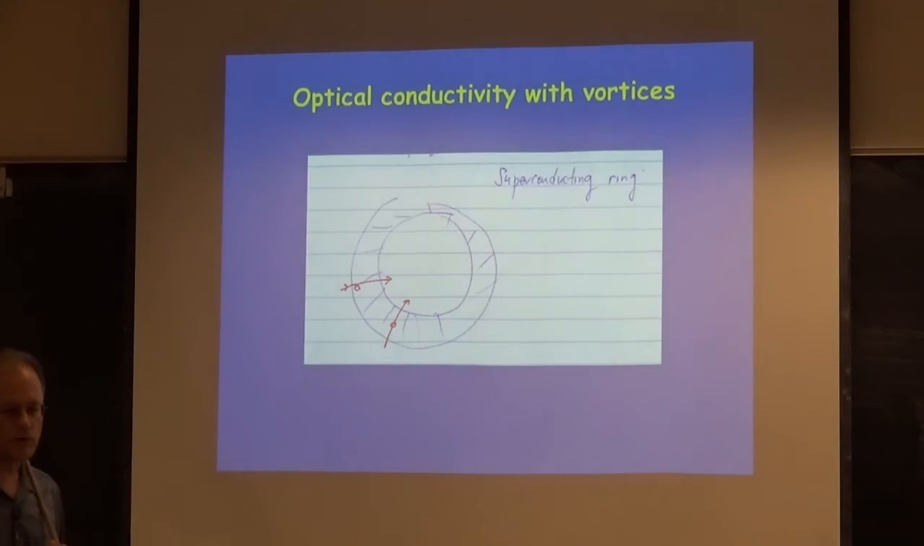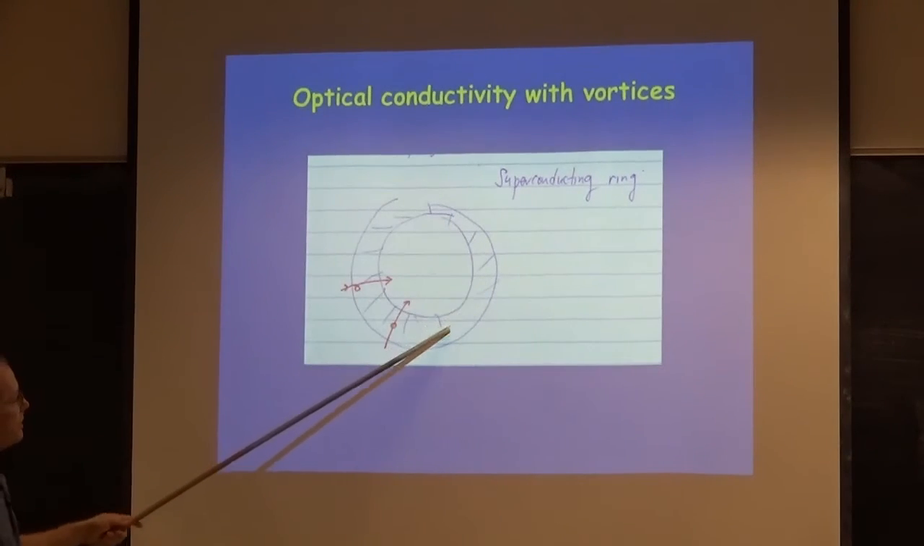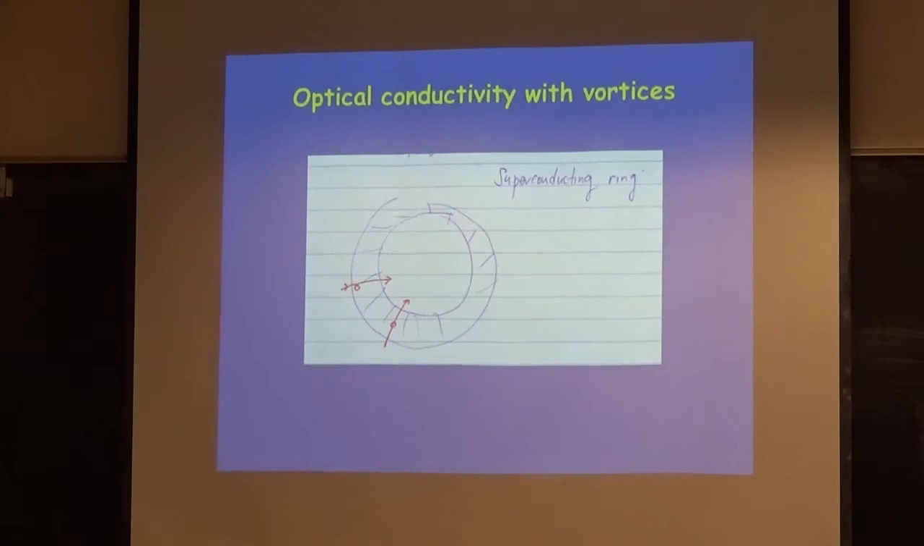Okay, so now let's assume that I have vortices, and I want to see what is their optical conductivity. How am I going to see evidence that they exist? So I think one of the best and simplest ways to think about the optical conductivity in the presence of vortices is to imagine a superconducting ring like this. And I want to consider whether I get an electric field inside this ring, which in the case of a perfect superconductor, I shouldn't have.